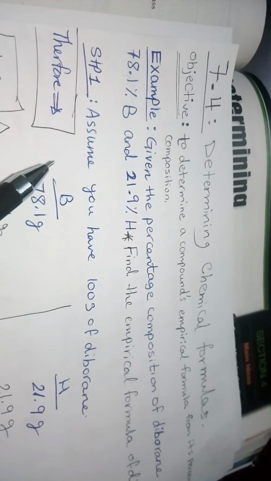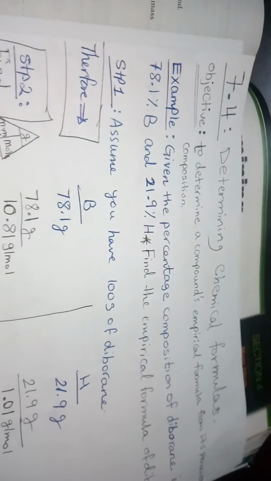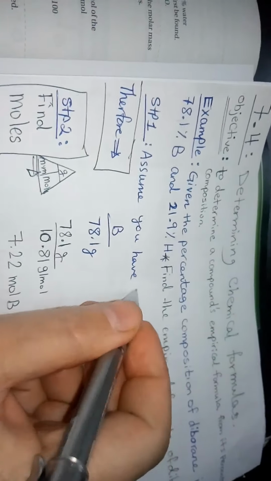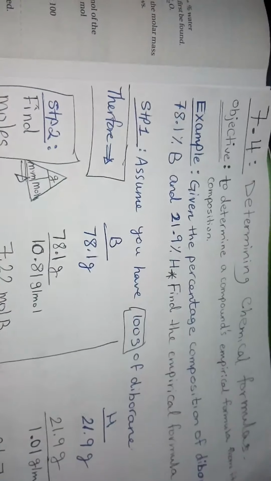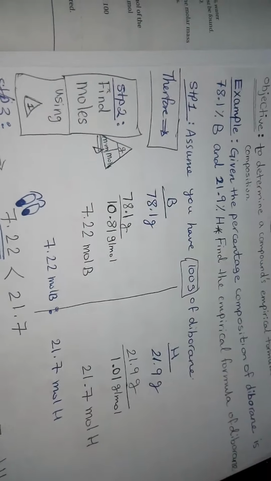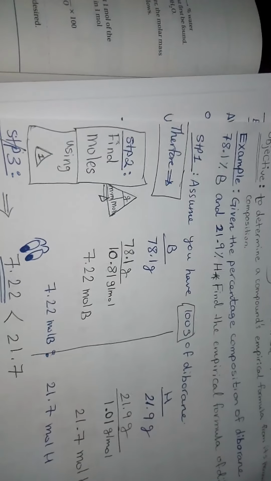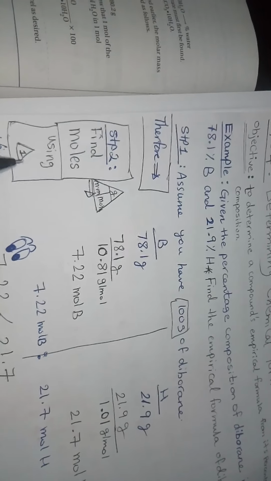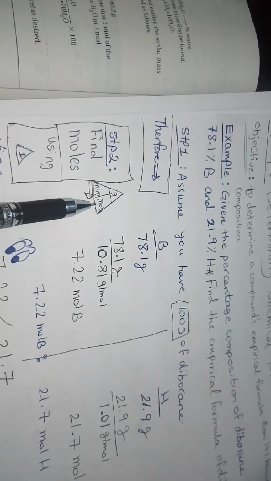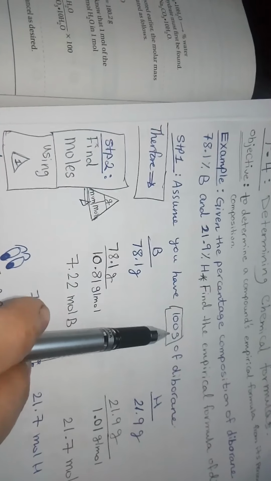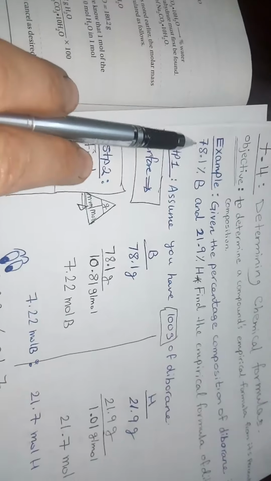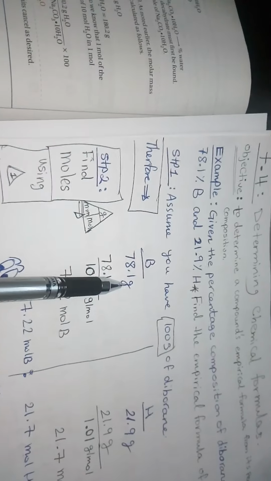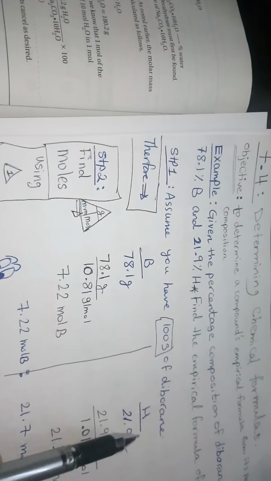The first step is that you're going to assume that you have 100 grams of diborane. Assume that you have 100 grams of that compound. And then step 2 involves finding moles. We're going to find moles using triangle number 1, which is grams, molar mass, and moles. So if I have 100 grams of diborane and 78.1% boron, that means I have 78.1 grams of boron, and I have 21.9 grams of hydrogen.